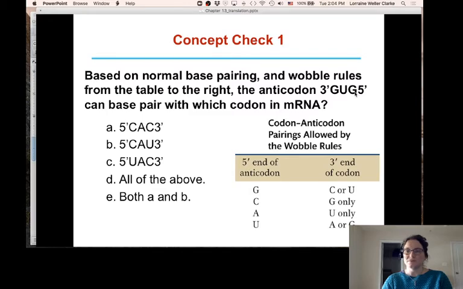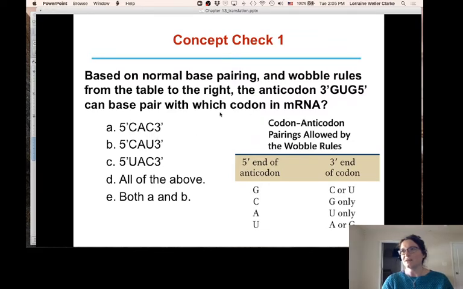So if it's GUG, if it was just the straight pairing, that would be CAC, right? Are there any others that it could pair with if you go along with the wobble rules? Beatrice thinks it can also bond with B. And so I guess the question would be, can it bond with C? Okay, so D would be all of the above, but note that C is only ever going to bond with G, plus the wobble only happens on the last one, okay?